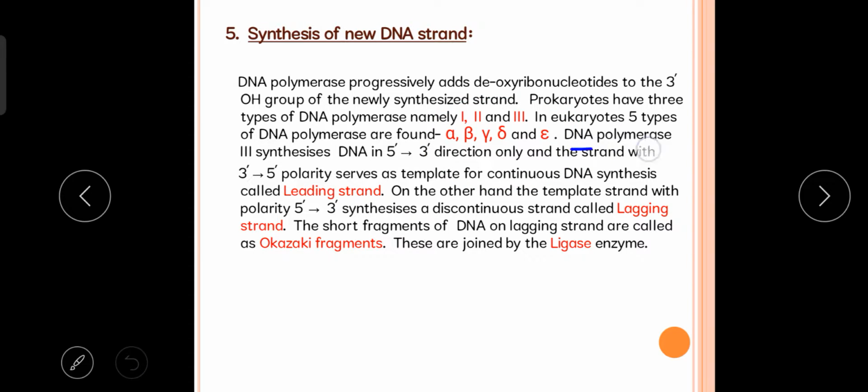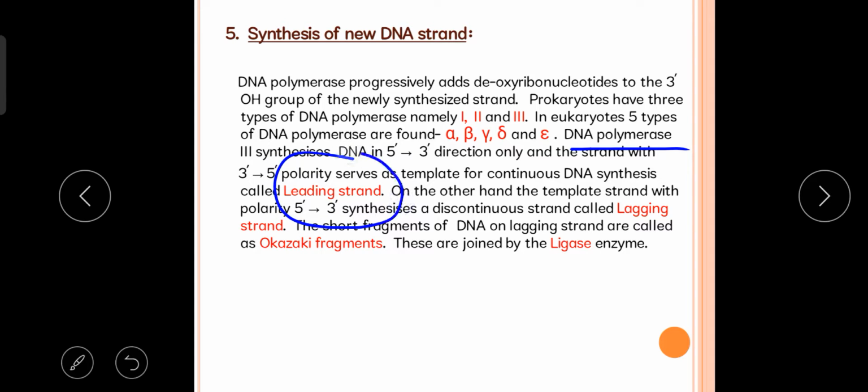Next, DNA polymerase 3 synthesizes new DNA in the 5 prime to 3 prime direction, and the strand with 3 prime to 5 prime polarity serves as the template for continuous DNA synthesis, called the leading strand. That means if the parent DNA strand is in the 3 prime to 5 prime direction, then on this strand one new DNA strand will be formed in the 5 prime to 3 prime direction, and this strand is known as the leading strand.